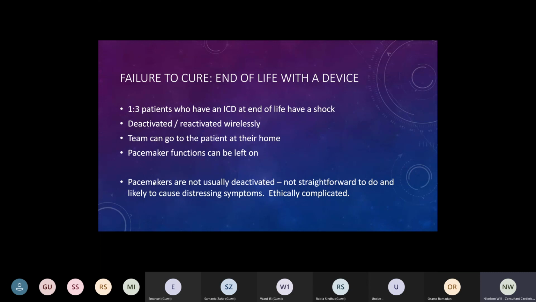The problem is switching it off is not likely to mean that they just die suddenly. It's likely that they would have a complete heart block and pauses, and they'd recurrently black out and feel dreadful. So it's not a straightforward thing to do. The only time I've ever been asked to do that is by ITU, who wanted a bed, and I said no. Because I didn't think that that was the best way forwards.